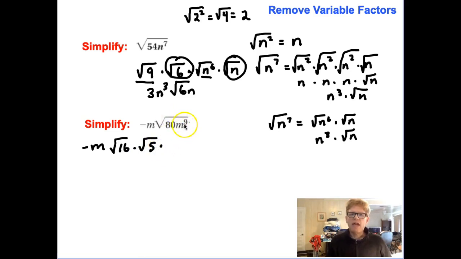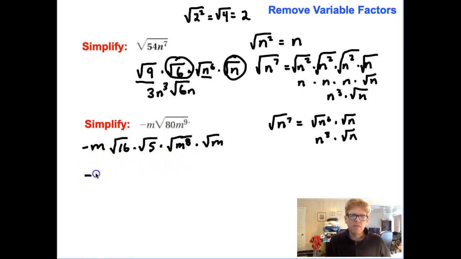Because I know that I've got to split this up so that I can have an even power of this m. If I take that m to the 8th, that'll give me m to the 8th times the square root of just m. Now remember that any variable raised to an even power is going to be a perfect square, so it's going to be to the power of whatever it is now divided by 2. Just remember that as we do this.